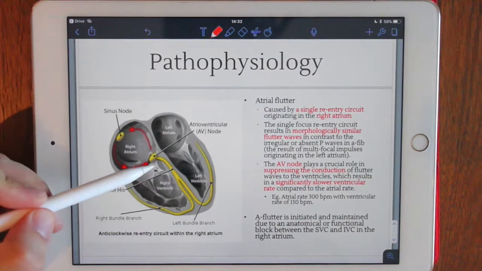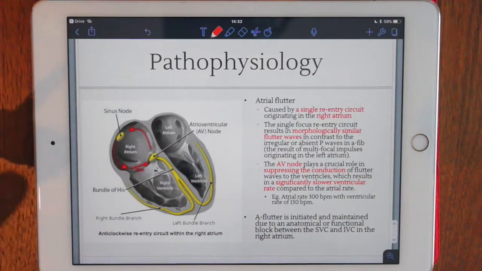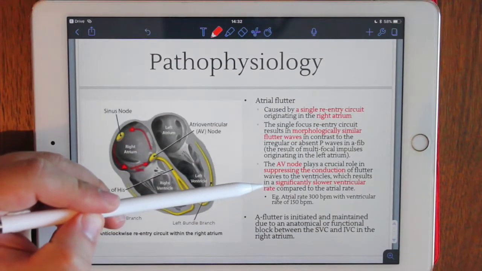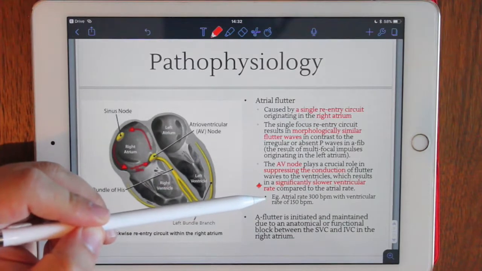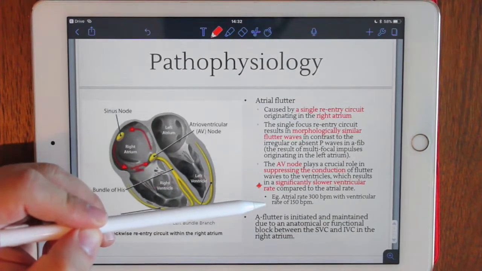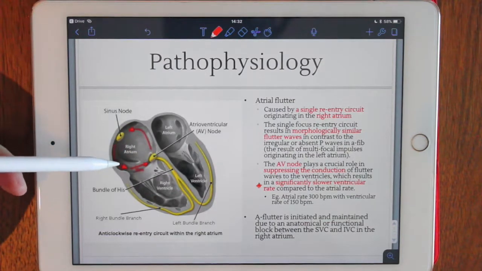The AV node is very important in that it suppresses the conduction of every single flutter wave going back into the ventricles, which means that the ventricular rate is significantly slower. For example, the atrial rate may be around 300 beats per minute, while the ventricular rate will be about 150.